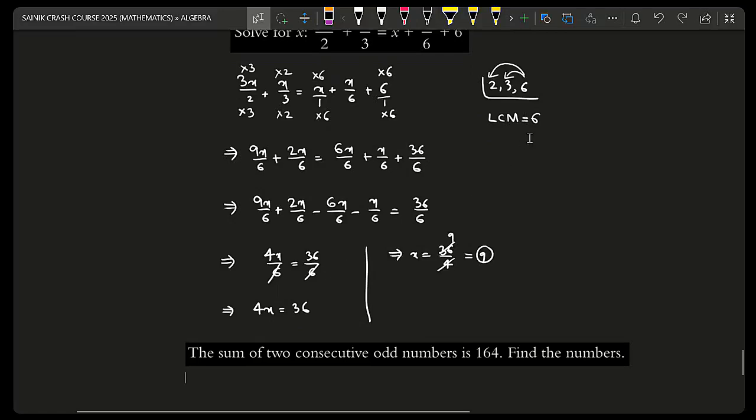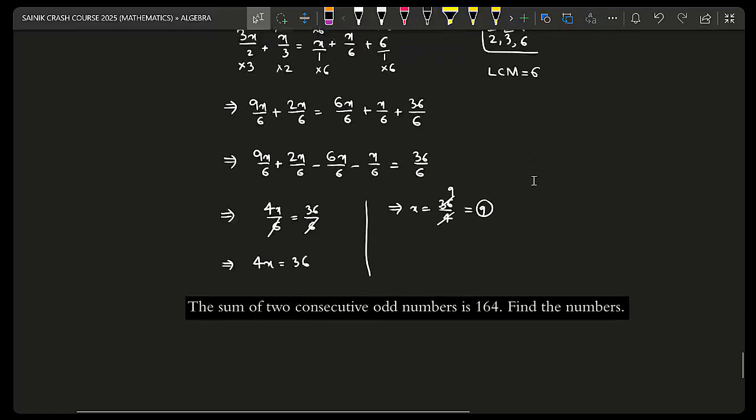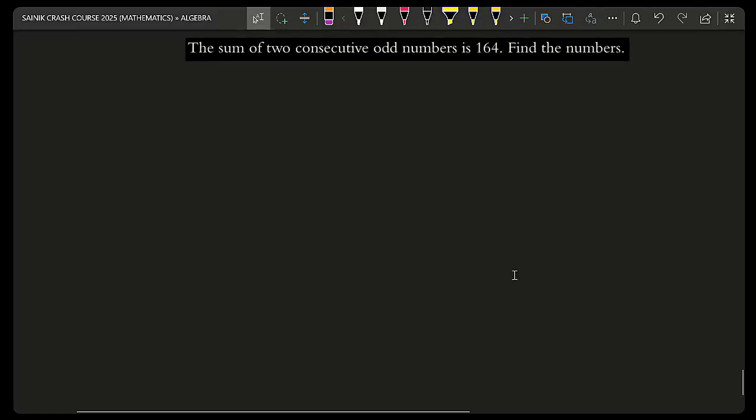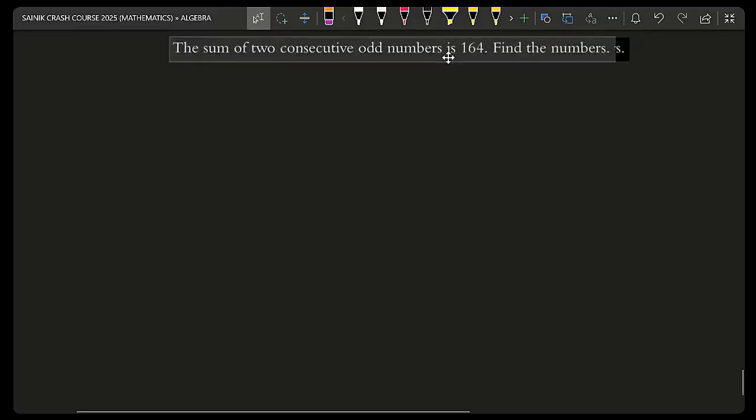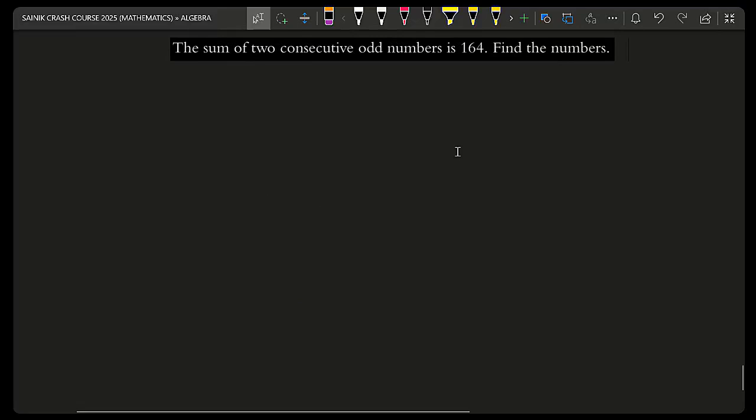The sum of two consecutive odd numbers is 164. Find the numbers. You know what we mean by consecutive odd numbers? They come one after the other, like 1 and 3 are consecutive, 3 and 5 are consecutive, 5 and 7 are consecutive. You take any two consecutive numbers, the sum should be 164. What are the numbers you should find?